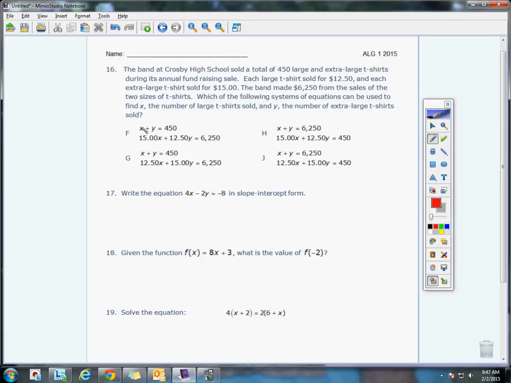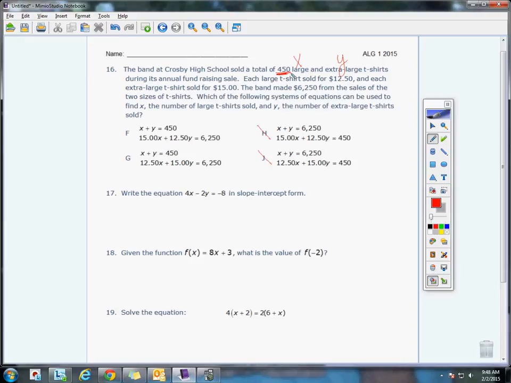So what I'm going to do, because they just gave me a very important piece of information, is put an X above large and a Y above extra large. Okay, so we have so many large t-shirts and we have so many extra large t-shirts and we sold 450 total. So my first equation is going to be X plus Y is equal to 450. If you look at your answer choices, you can automatically eliminate H and J because they're saying that you sold 6,250 shirts, which is not true.